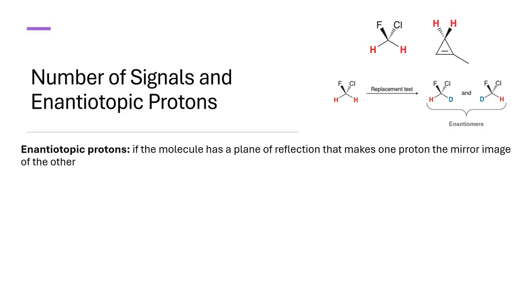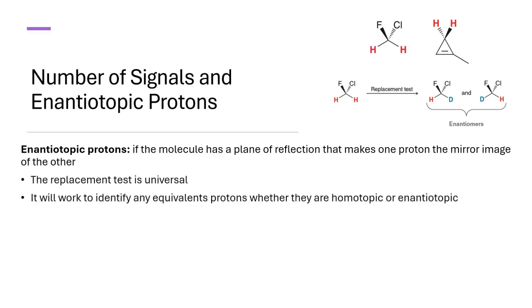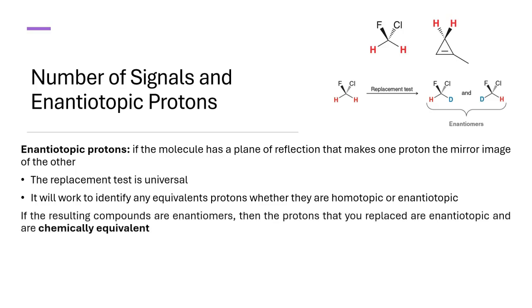Number of signals and enantiotopic protons. These protons occur if the molecule has a plane of reflection that makes one proton the mirror image of the other. The replacement test is universal. It will work to identify any equivalent protons, whether they are homotopic or enantiotopic. If the resulting compounds are enantiomers, then the protons that you replaced are enantiotopic and are chemically equivalent. They will give one signal.